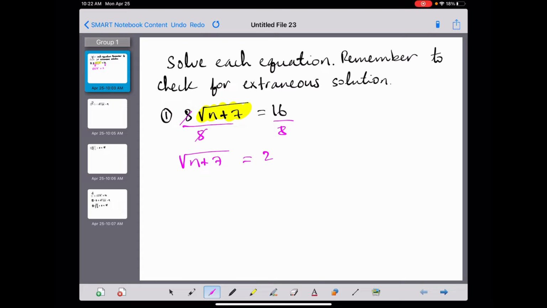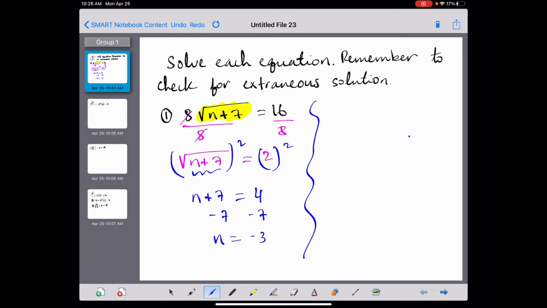Then to get rid of the radical, what we'll do next is square the left and square the right. The square cancels out with the square root, then the radicand drops down. So n plus 7 drops down, and the radical disappeared. Then the 2 squared on the right hand side is equal to 4. Then we're going to subtract 7 from both sides, and we have n is equal to -3.